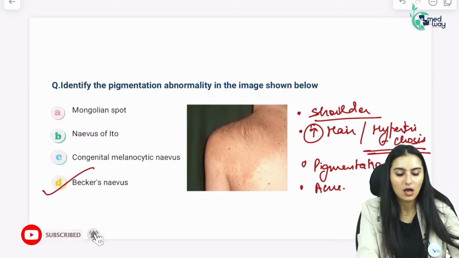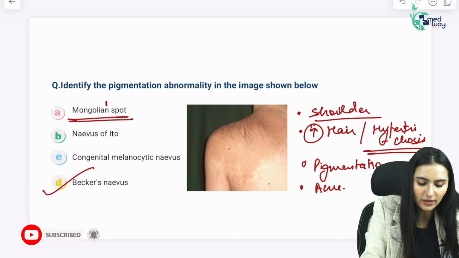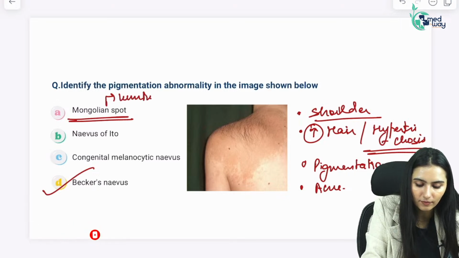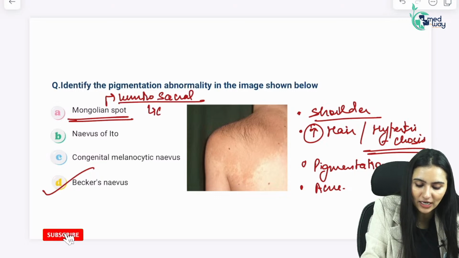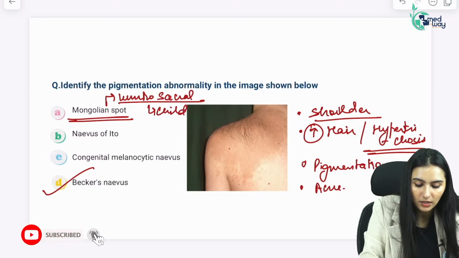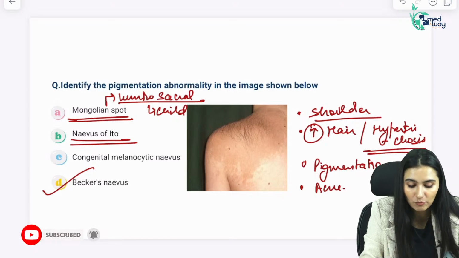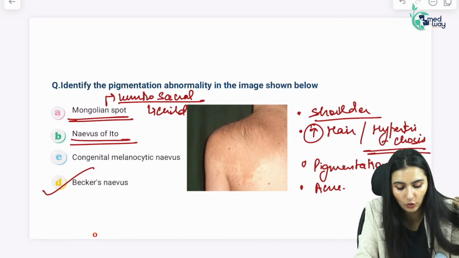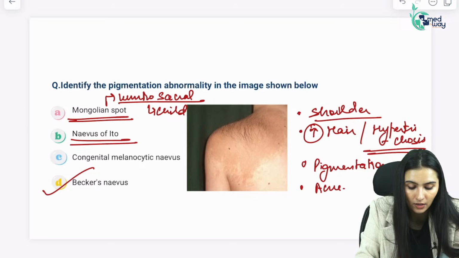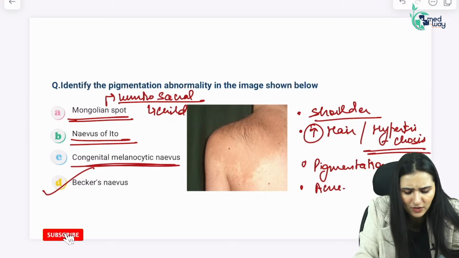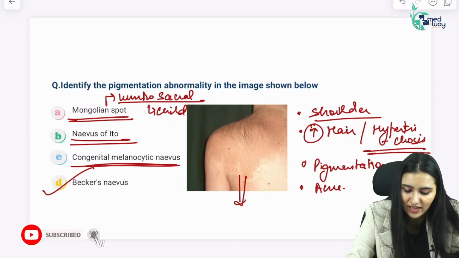Very easy. Mongolian spot is going to be where? It is lumbosacral and usually seen in a small child. Nevus of Ota and nevus of Ito, very important. Ito can happen on the shoulder, Ota can happen on the face. Congenital melanocytic nevus also does not look like that. This is a very characteristic picture of Becker's.